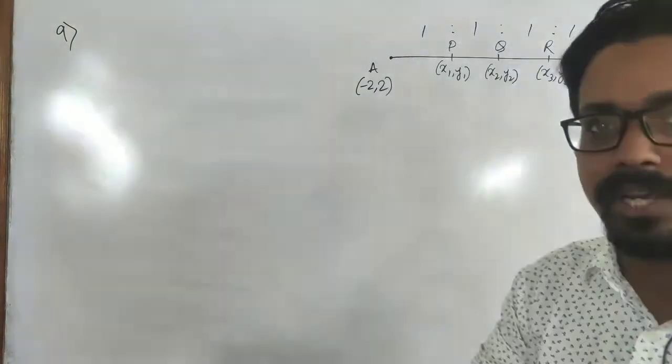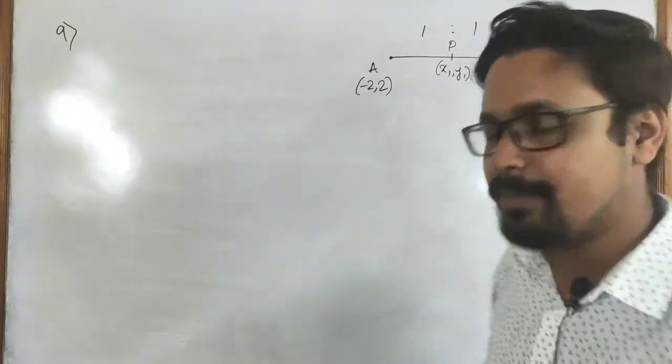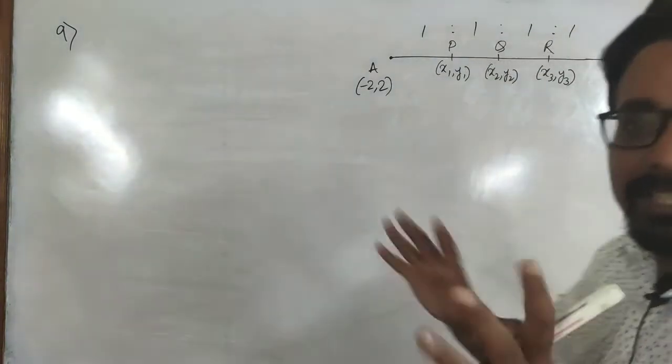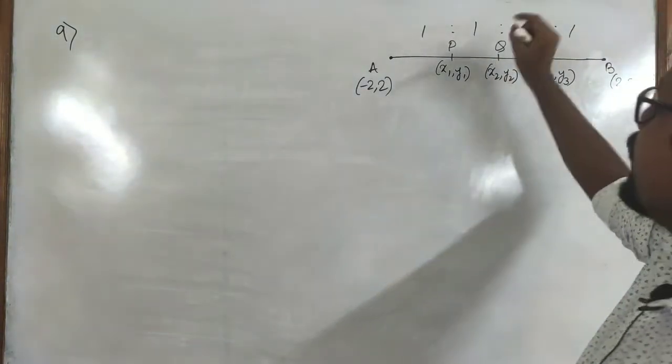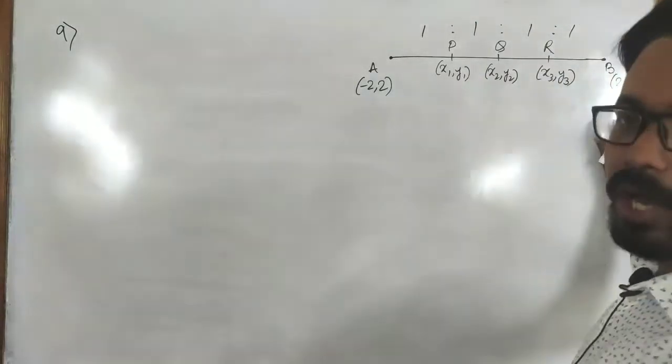Now there are two ways we can find. One is the simpler method, and one is a lengthy method. So what is the lengthy method? Let's look into that first. Suppose I want to find the point P using A and B. So how do I find it?